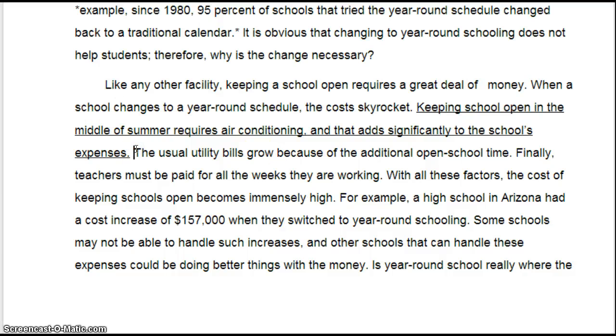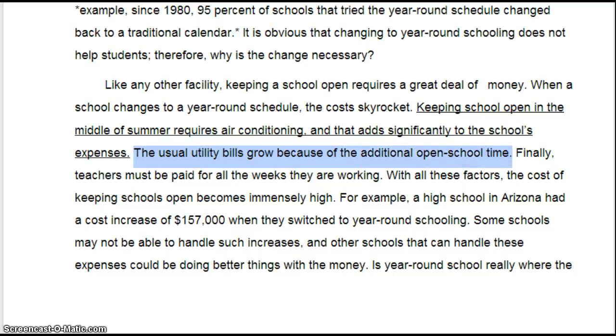There's no facts or figures that give us any information as to how much it increases the expenses or how often they have to run the air conditioner in the summer. And so we really don't have any facts or figures to back that up. They actually just go right into the second reason, which is the usual utility bills grow because of the additional open school time.